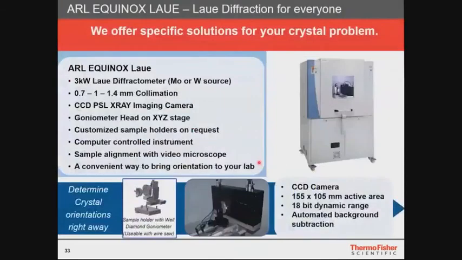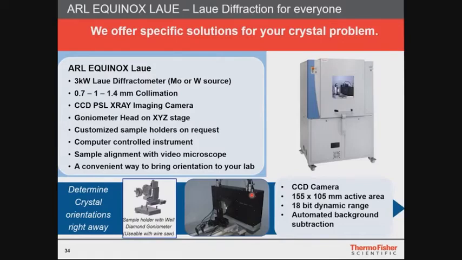The instrument looks like this. It's a floor standing instrument. It has a 3 kilowatt generator, as I mentioned, with molybdenum or tungsten sources. We have a set of different collimators. We are using a CCD camera, which you can see down here, with this little hole in the center for the beam. We have a goniometer head on the XYZ stage. We are also offering customized sample holders on request. The whole instrument is computer controlled, and we have a video microscope for sample alignment.